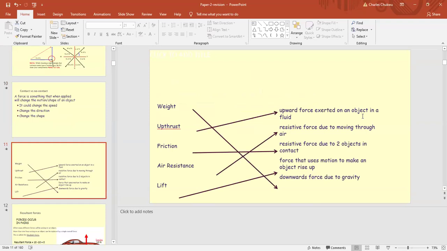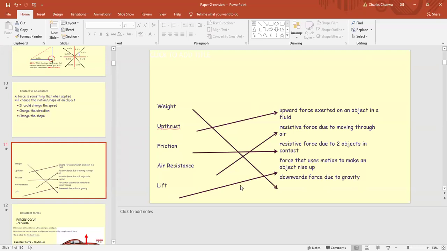Up thrust is the upward force exerted on an object that's in a liquid or a fluid. That means that could also include gas. Friction is a resistive force due to two objects in contact. And then air resistance is a force that uses motion to make an object rise up, okay? And finally, lift, downward force.